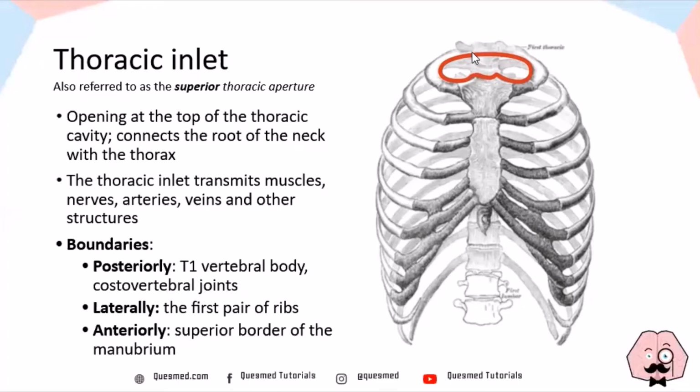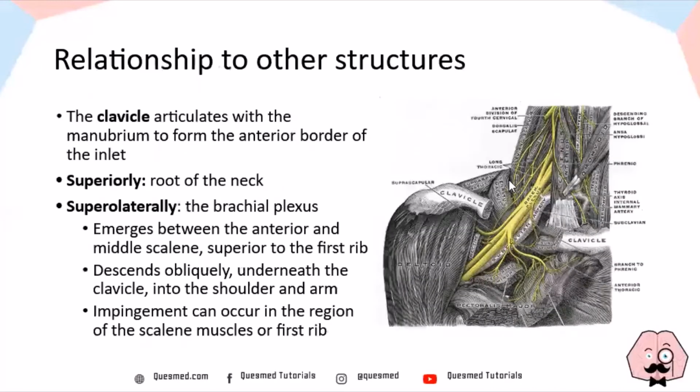Its boundaries are posteriorly the T1 vertebral body, then laterally the first rib on each side, and anteriorly the superior border of the manubrium. Obviously, it's a very complex region around the root of the neck, and it has relationships with other structures. So you've got the clavicle, which articulates with part of the manubrium anteriorly, and it forms part of your anterior and kind of anterolateral border of your superior thoracic aperture.